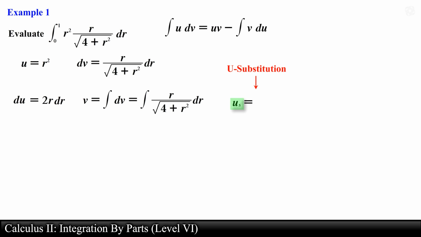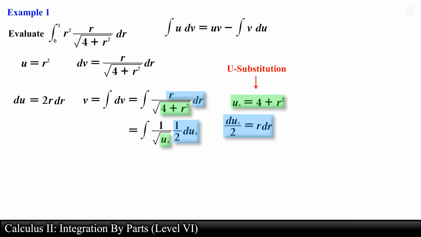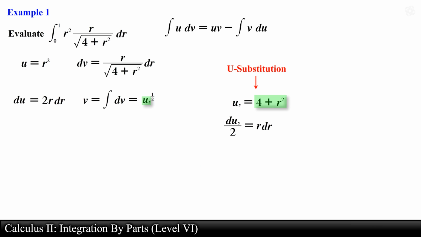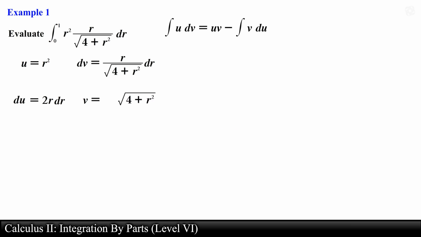This is a u that we are using for u substitution. So we're going to let u sub s equal 4 plus r squared. Next step is to take the derivative of u sub s with respect to r and solve for r dr as follows. So substituting these expressions and simplifying, we obtain the following integral. Taking the integral of u sub s to the power of negative 1/2 yields the following. Then we replace u sub s with the original function, in this case 4 plus r squared, and simplify. So now we have found our v.